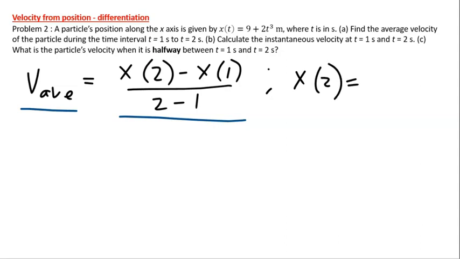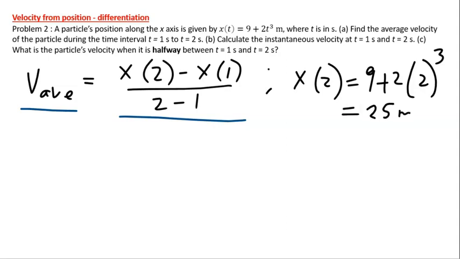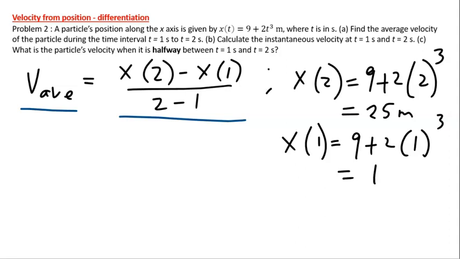Now let's compute the position of this particle at these two different times. So x at t equals 2 is 9 plus 2 times 2 cubed, which is 25 meters. Now, the coordinate at t equals 1 second is 9 plus 2 times 1 cubed, and that is 11 meters.